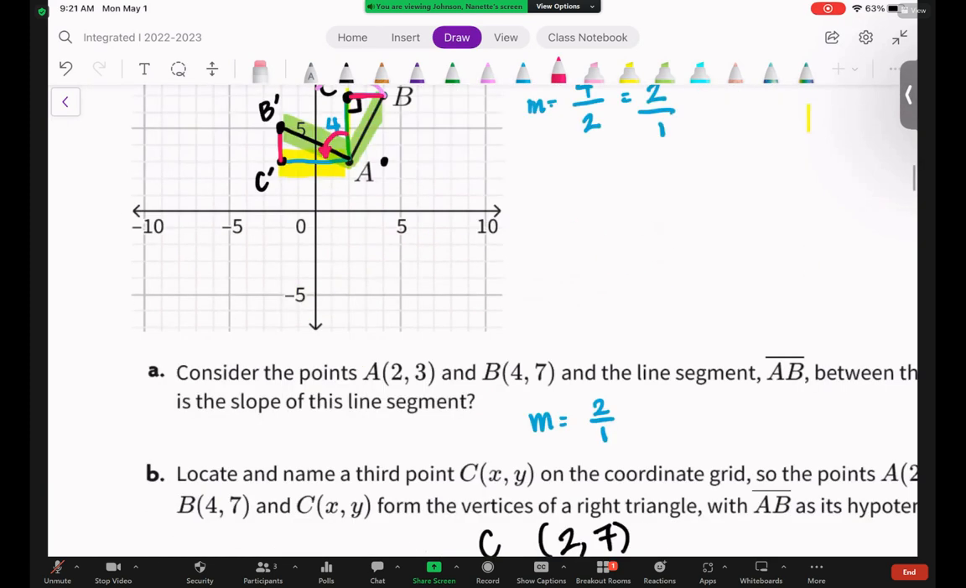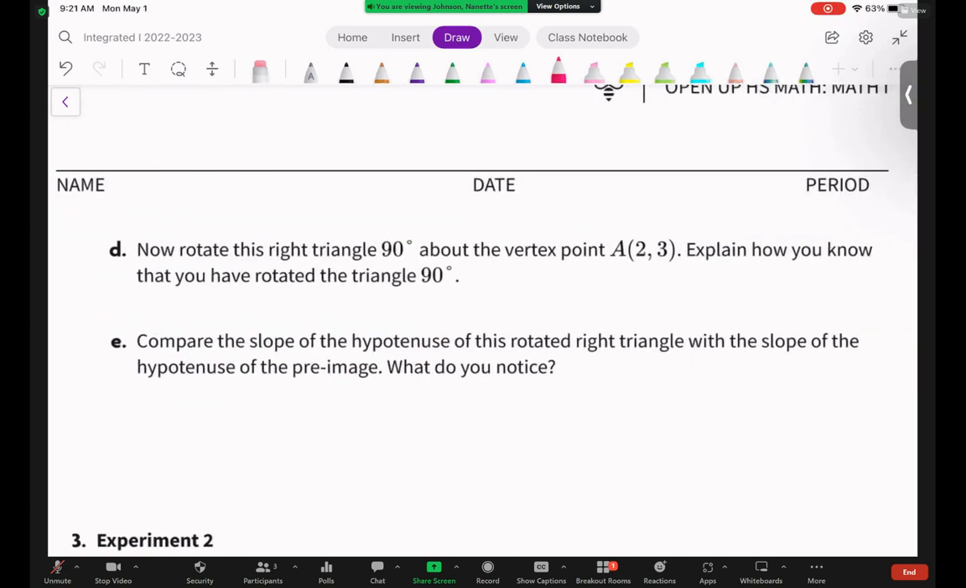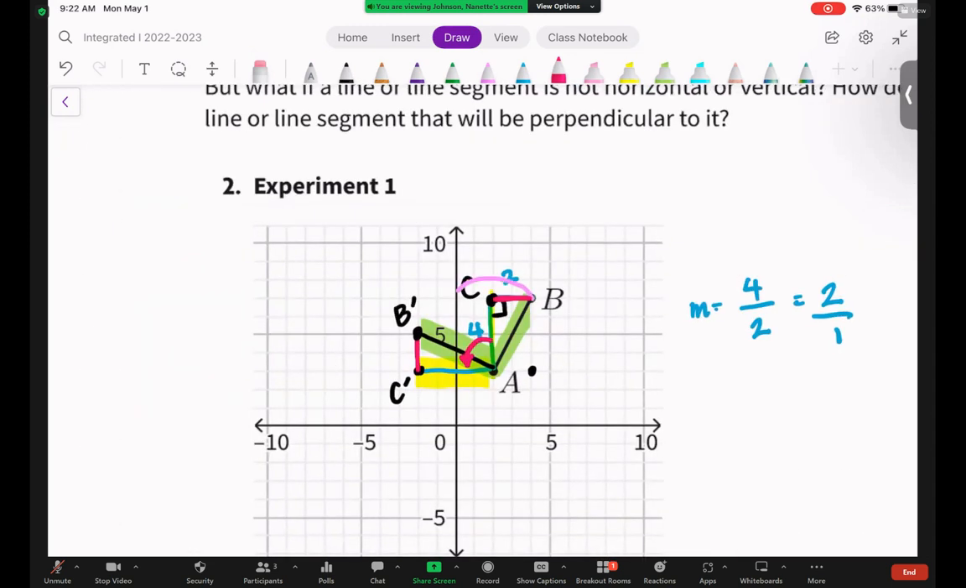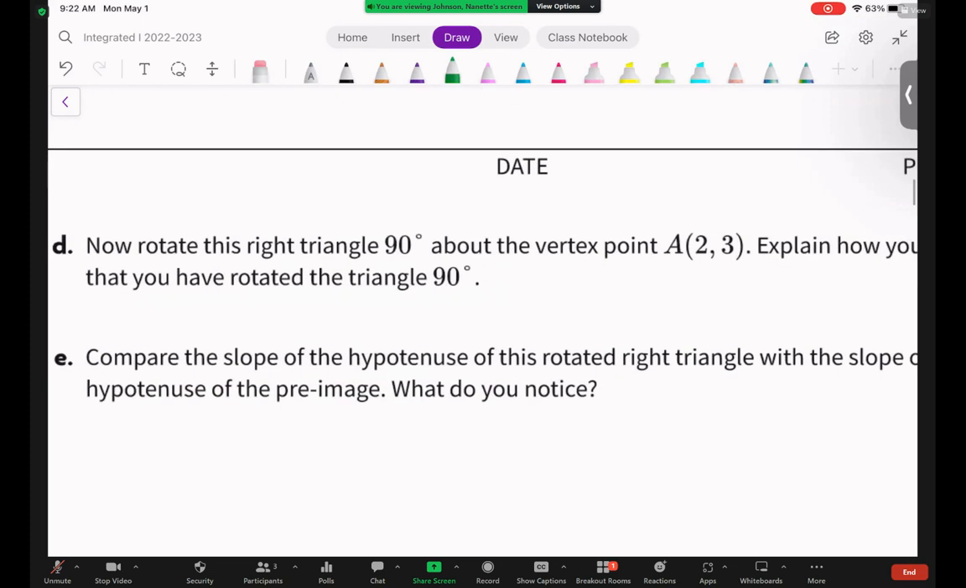Then part E says, explain how you know that you've rotated 90 degrees. How do you know that we rotated this 90 degrees? Yeah, some of you are saying, well, Ms. Johnson, if we take this segment here, AC, and we want it to be rotated 90 degrees, perpendicular to a vertical line will always be a horizontal line. Right? So there's your horizontal lines. Okay. That's how you know.